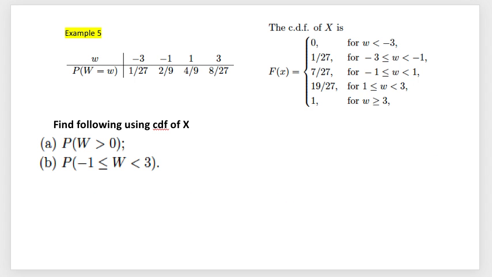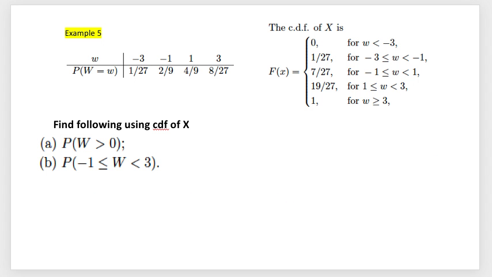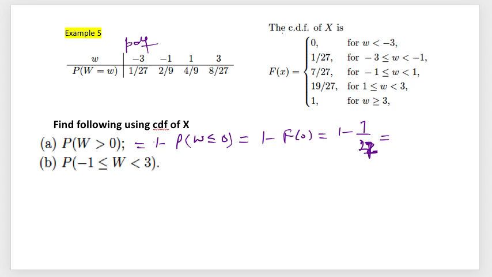I would like to share here that in the previous question we were not facing any situation where that specific formula was needed. You can see from this problem, this is similar: 1 minus the probability of W less than or equal to 0, because here the data is given, PDF is given, CDF is given, we have to evaluate it. What we will do is 1 minus F of 0. F of 0 is here in the third interval, which is 7 by 27, so the answer is 20 by 27.